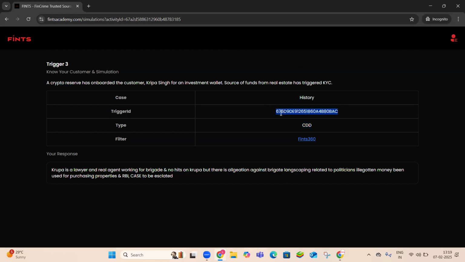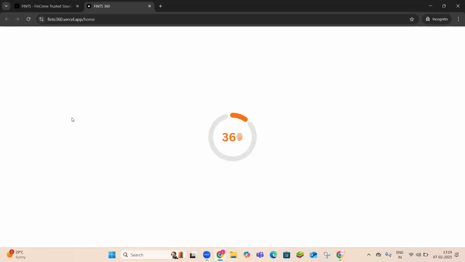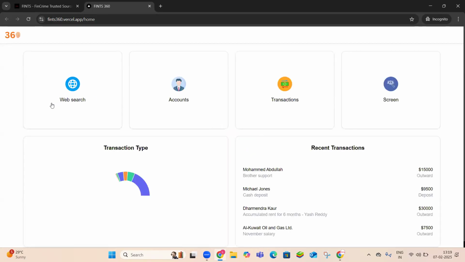Now you can take this ID. Let me show it to you. We have made FINS 360, so you can just click on this. You will have different tabs under FINS 360. You will see web search, which is completely related to negative news about customers. This is something related to accounts, where you can see the transactions related to that particular account. Screening also you can do.